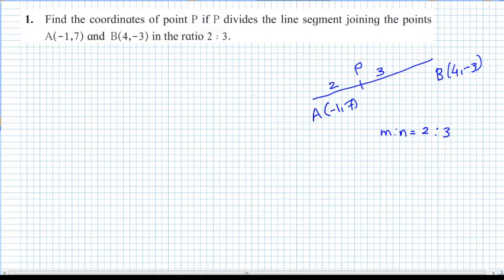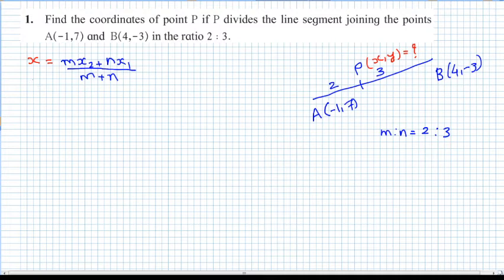So what we have to find out? We have to find out the coordinates of point P. So let me write those coordinates as, say, x, y. So tell me then, what is the formula for x? Do you know the formula for x? Quickly, can you just recall the formula? Yes, so it was mx2 plus nx1 upon m plus n.